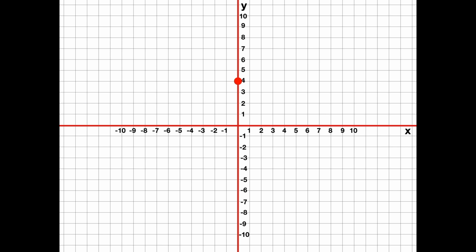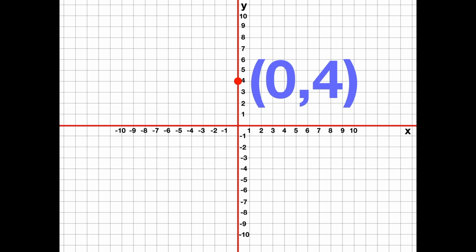How about this one? This one's tricky. Think, how far over, how far up? How far over did we go? Nowhere. We didn't go over anywhere, so that's 0. We just went right up, so 4. 0, 4.